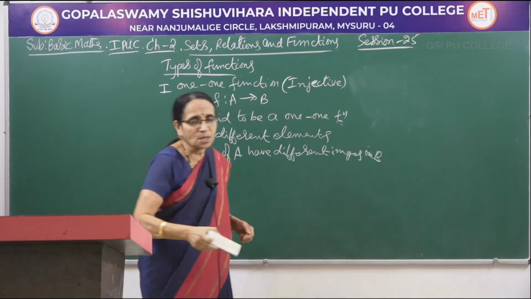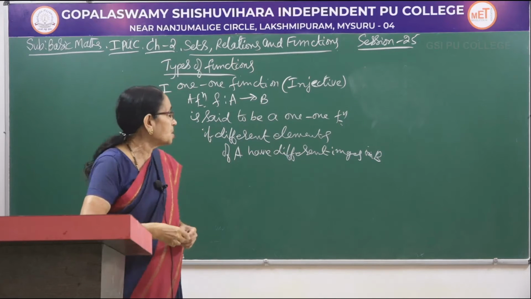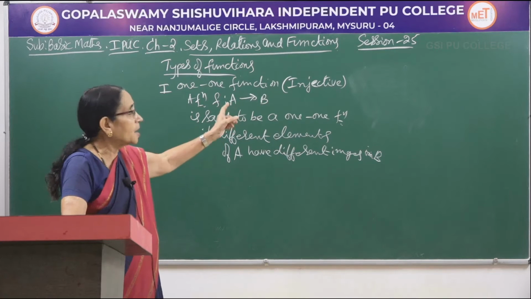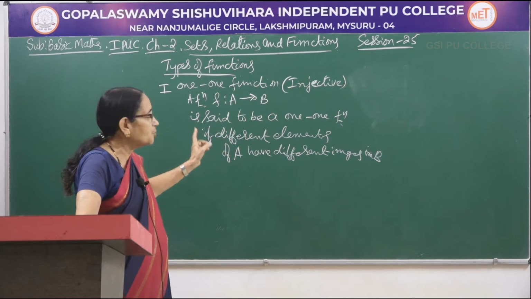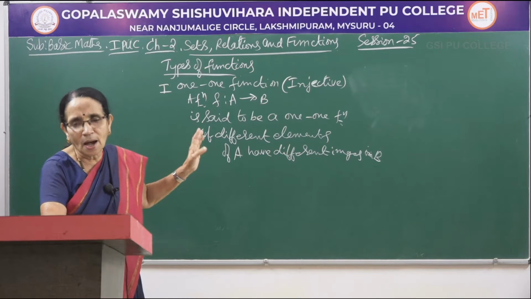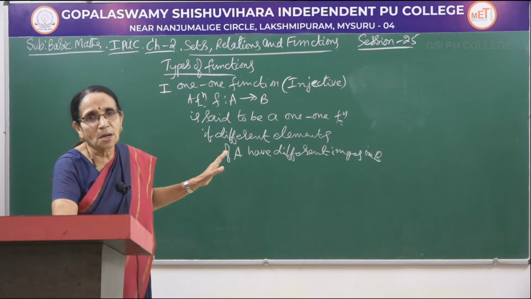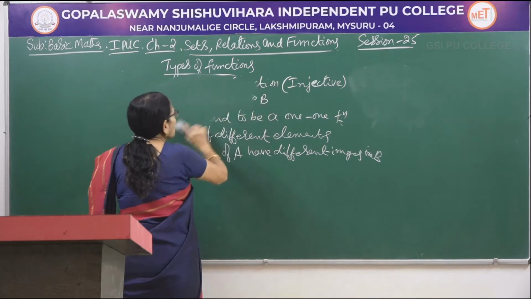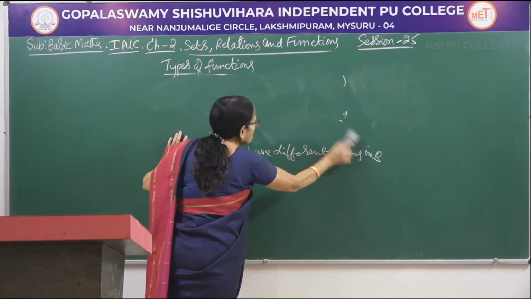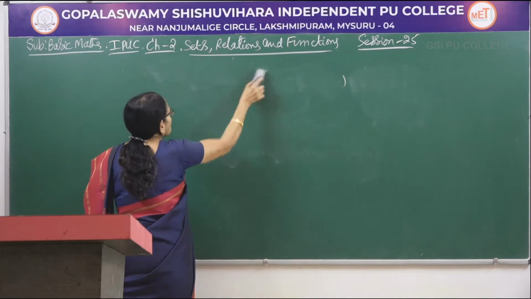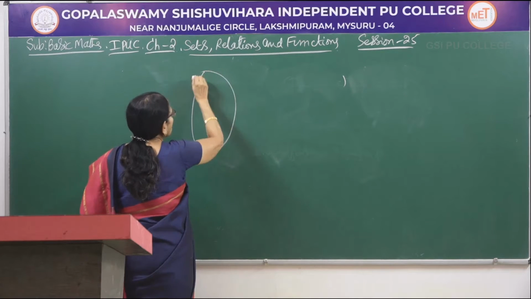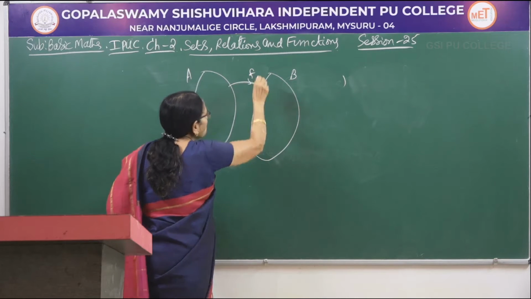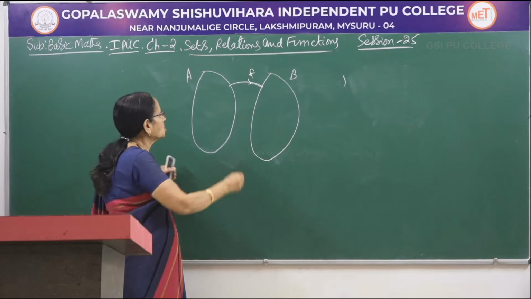So, if the definition is asked, you have to write like this. A function f from A to B is said to be a 1-1 function or an injective function if different elements of the domain A have different images in the set B or in the codomain. Now, let me show that with the help of a diagram. Let me consider two sets here. First set A, take another set B. Let us assume that f is a function defined from the set A onto the set B.